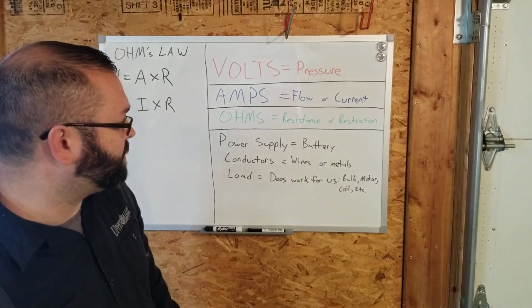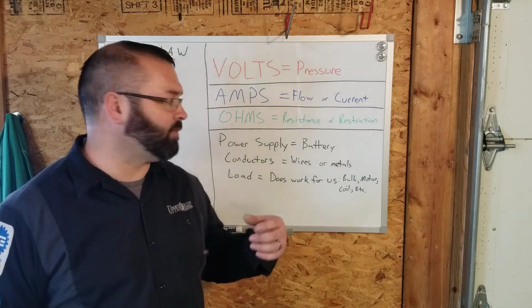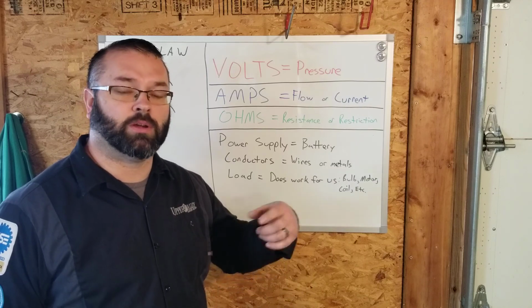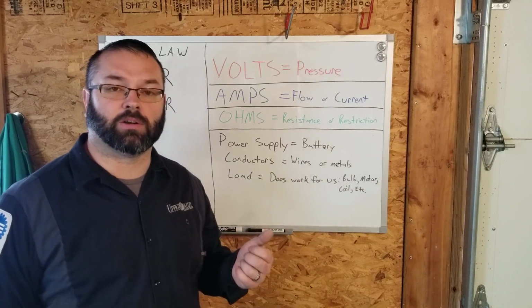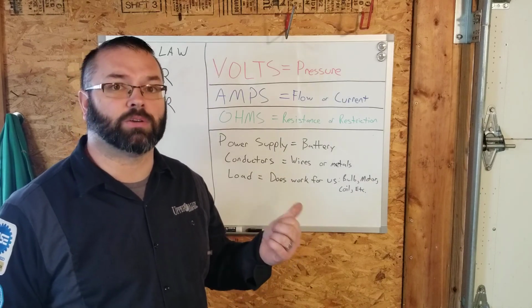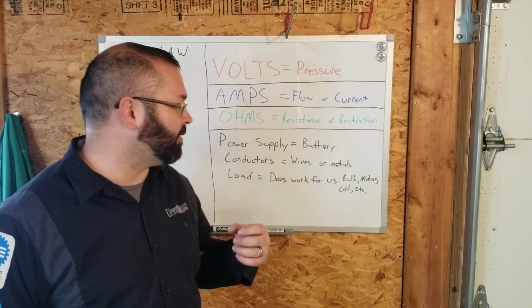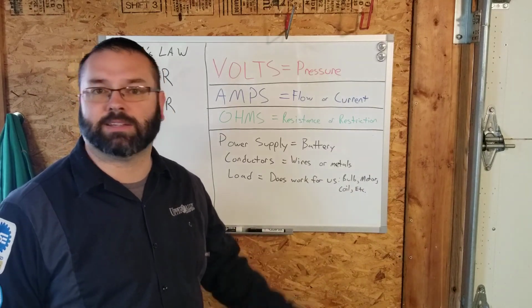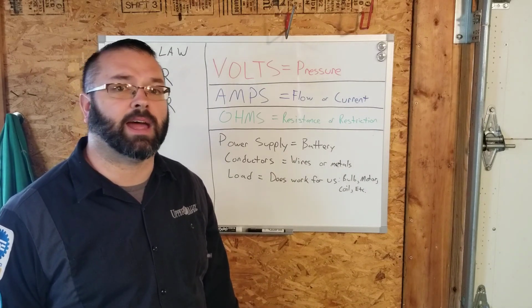Now, loads do work for us. A bulb is going to create light, and a little bit of heat. A motor is going to convert the electrical energy into rotational force. A coil such as an injector or a starter solenoid is going to create electromagnetic force. It's going to move something by pulling with electromagnetic force. And there are other loads we're going to talk about as we go, such as heated seats, cooling fan motors, and other items like that.